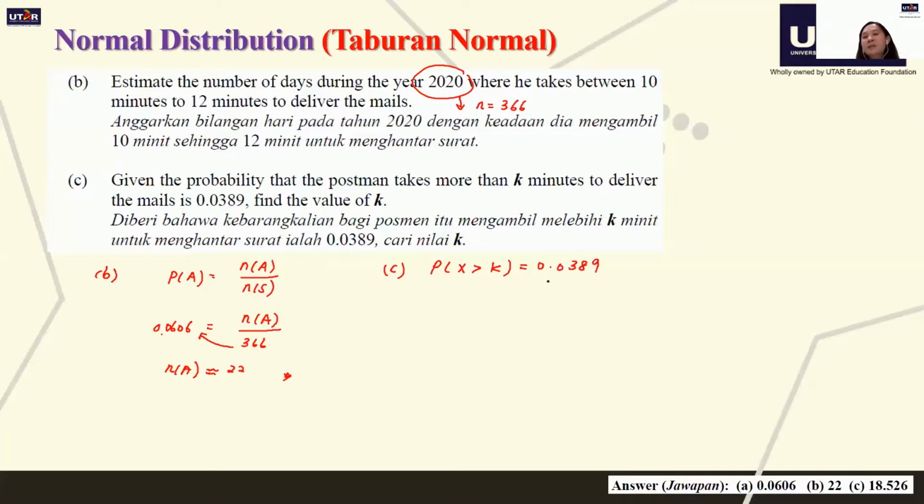This is something given by the questions, yeah? I just write this in the form of maths notations, right? You can see that more than K minutes will be greater than K, and the probability is 0.0389. So from here, as we said, we always convert this to Z distributions, right? Convert to Z. So when you do conversions, you minus the mean, right?